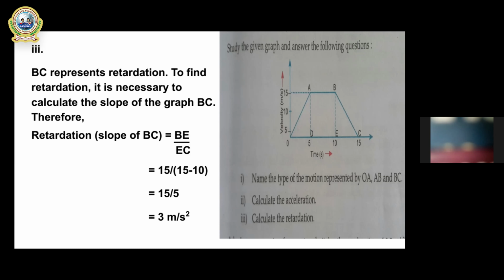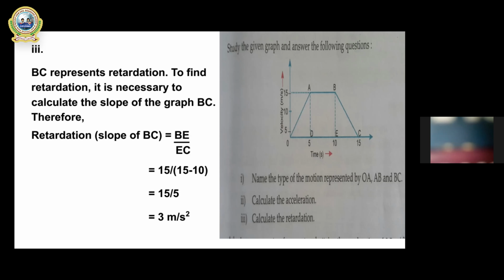And here, BE upon EC, how much is BE there? See, BE is the perpendicular to the x-axis, so it is also 15. And if you see the graph, how much is EC? From O to C is 15, and from O to E is 10. So the remaining EC will be 15 minus 10, which is 5. So it is also 3 meter per second square. It is negative 3 meter per second square, but since we have already written it as retardation, it is written as positive.